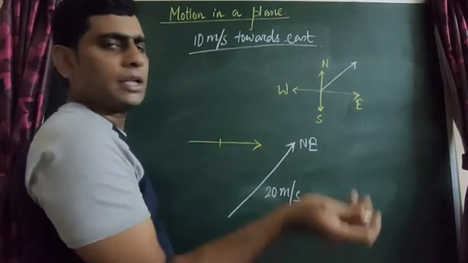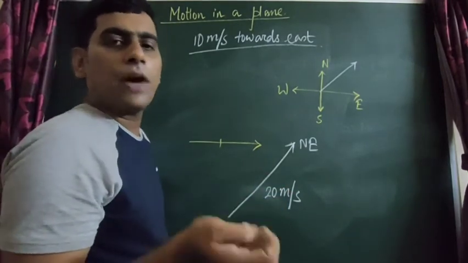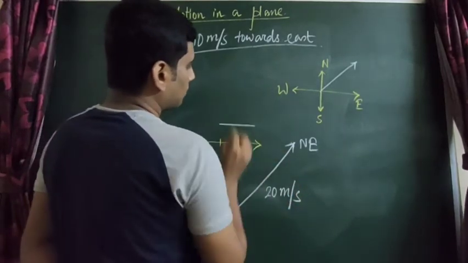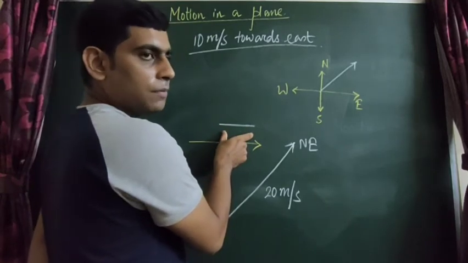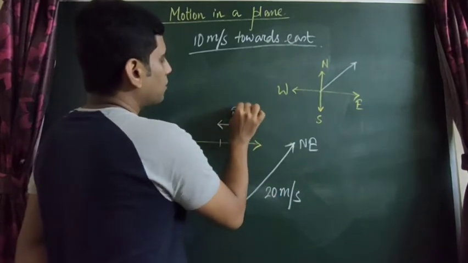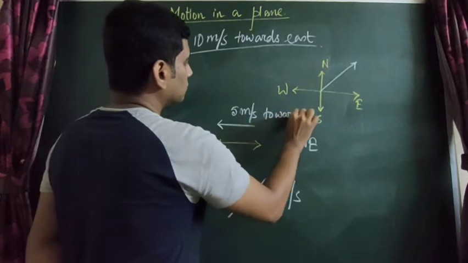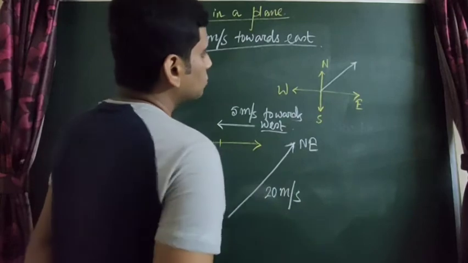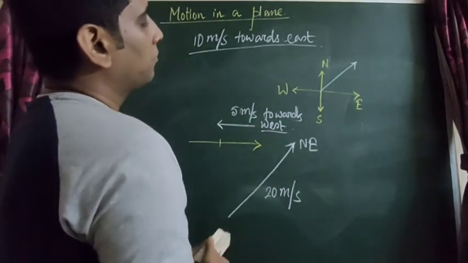Similarly, suppose an object is moving with a velocity of 5 meters per second towards west. It will be only 1 centimeter of length, which represents 5 meters per second velocity. Towards west means towards left. So this is 5 meters per second towards west. So the concept is very important here. How do we use that?